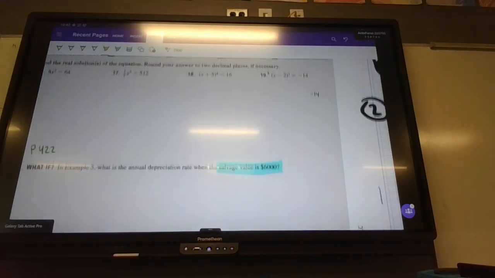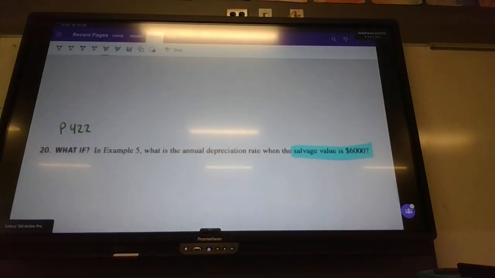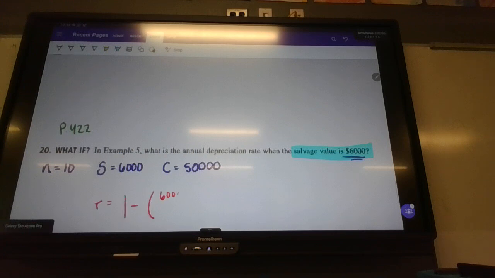Okay, so let's try calculating this ourselves. So we're on page 422, number 20. What would be the depreciation rate if the salvage value is 6,000? So in this case, the N will still be 10 years. The salvage value is 6,000. The cost is still a $50,000 ultrasound machine. And so here's our rate. It'll be 1 minus, big parentheses, 6,000 over 50,000 raised to the 1/10.